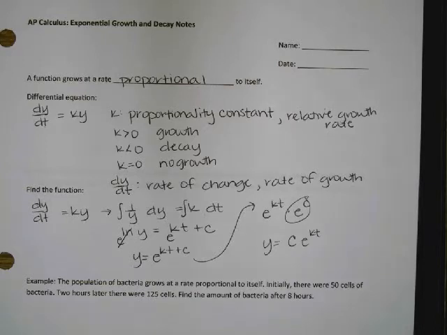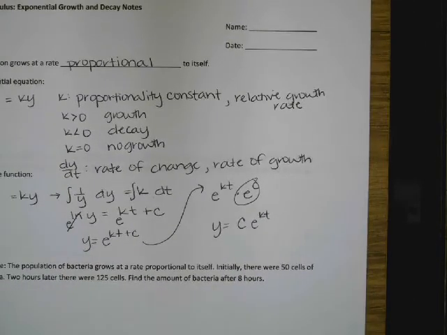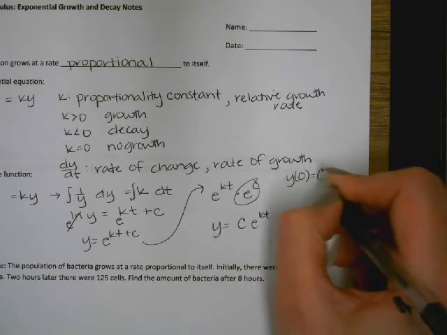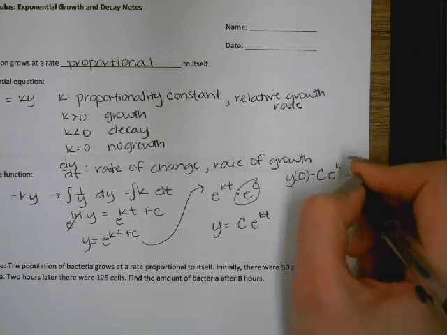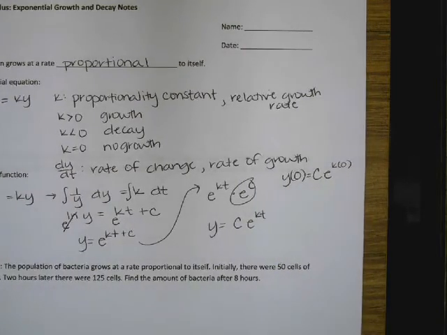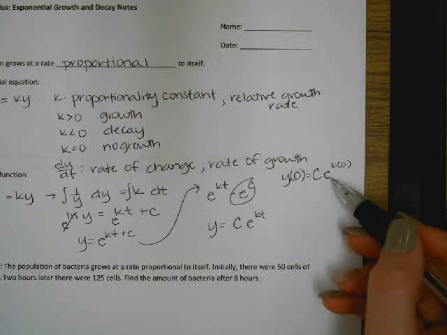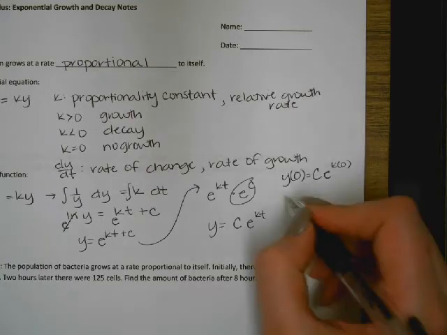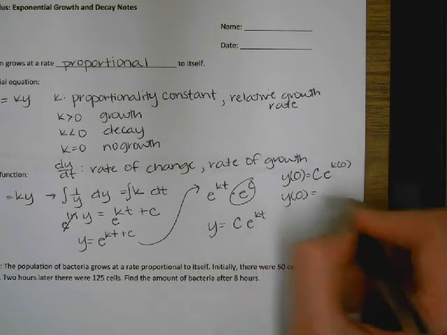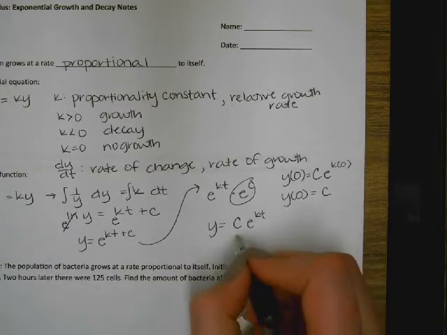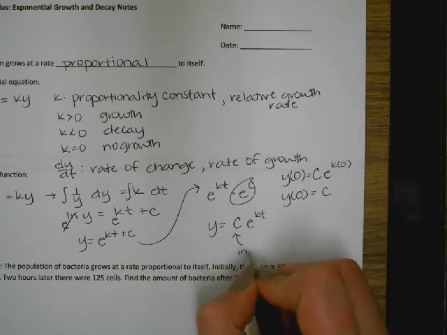So now I want to think about what would happen if I was to plug 0 into this equation. So if I said y of 0, that would give me c e to the k times 0, because t is the variable I would plug it into. That's the independent variable. k times 0 is 0, and so you have e to the 0, which is 1. So if I plug 0 into the equation, I get c times 1, or just c. And that means that this c right here is the initial value.